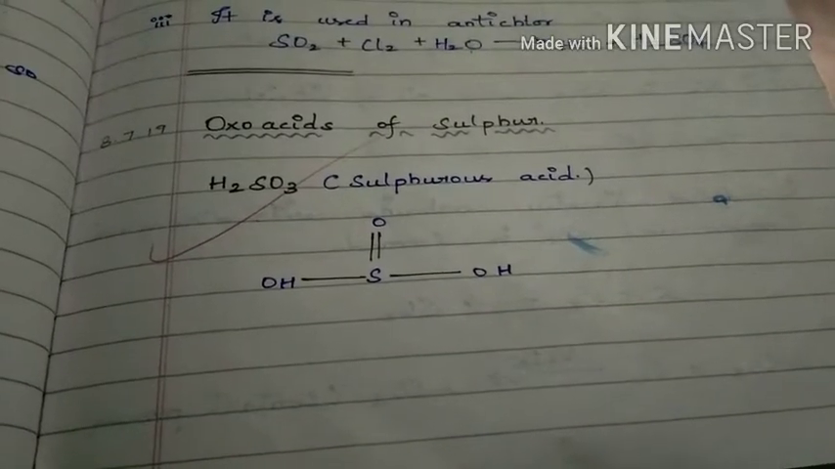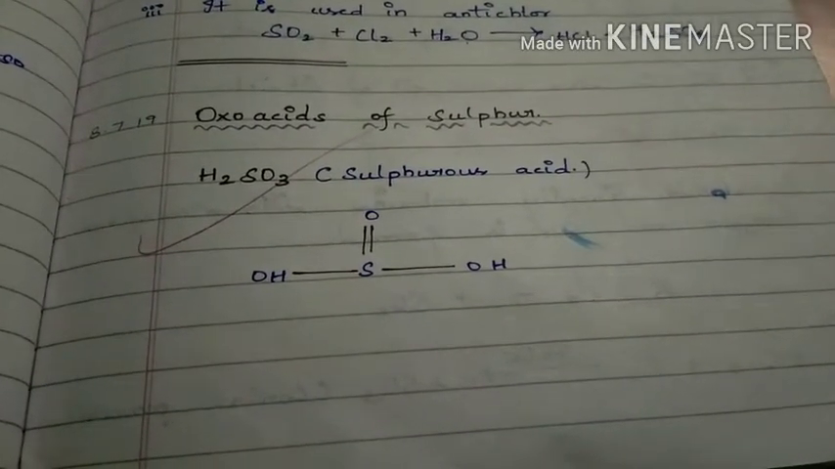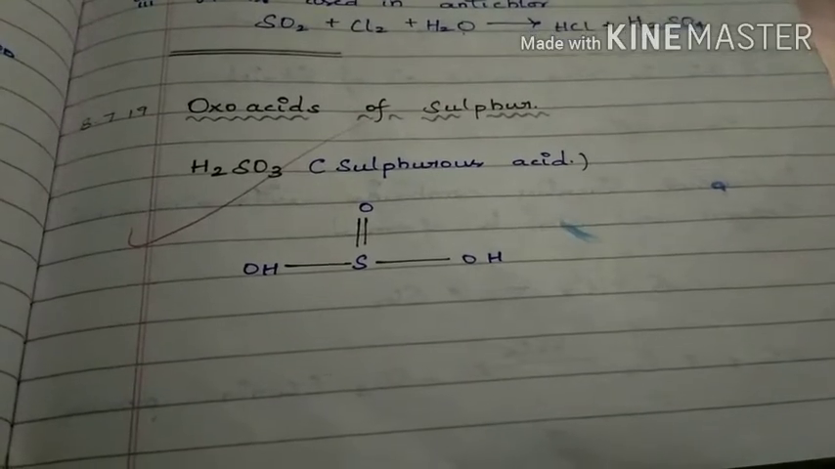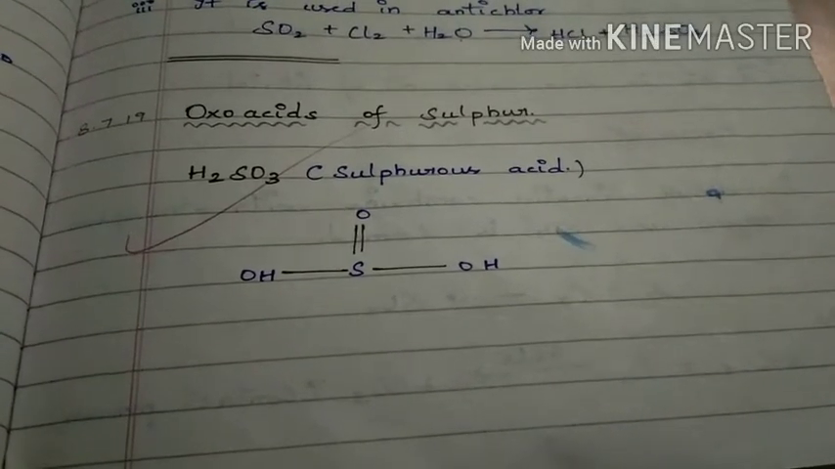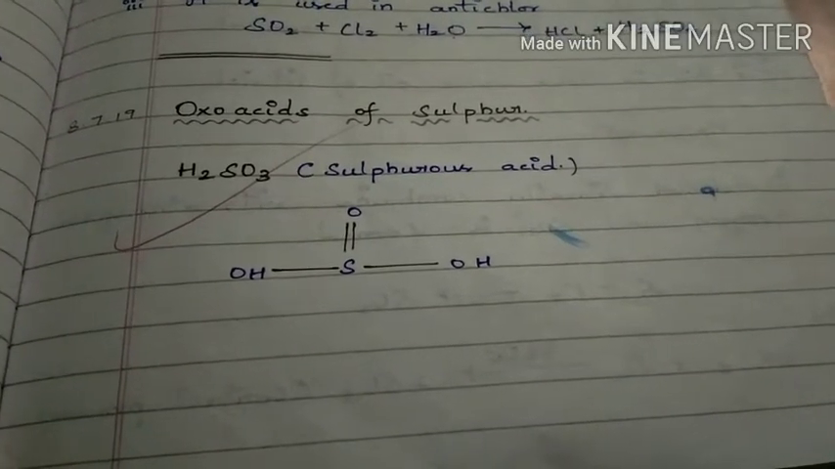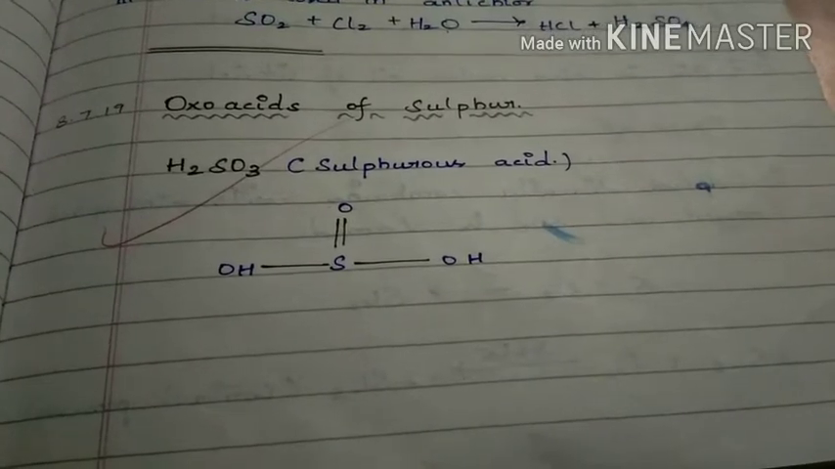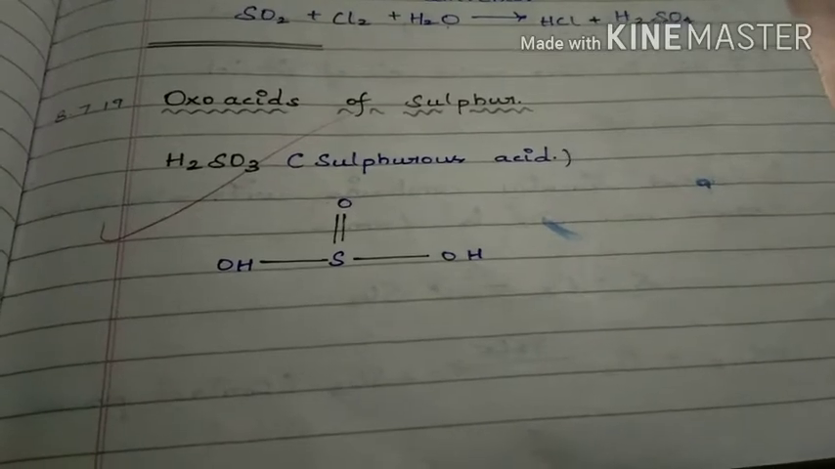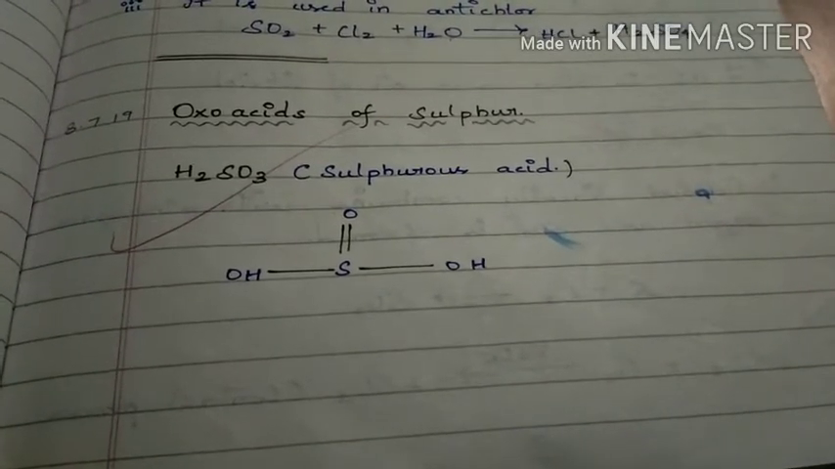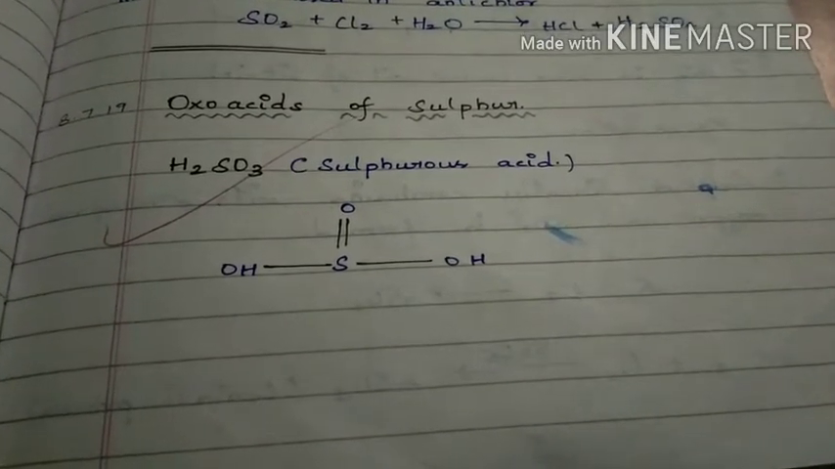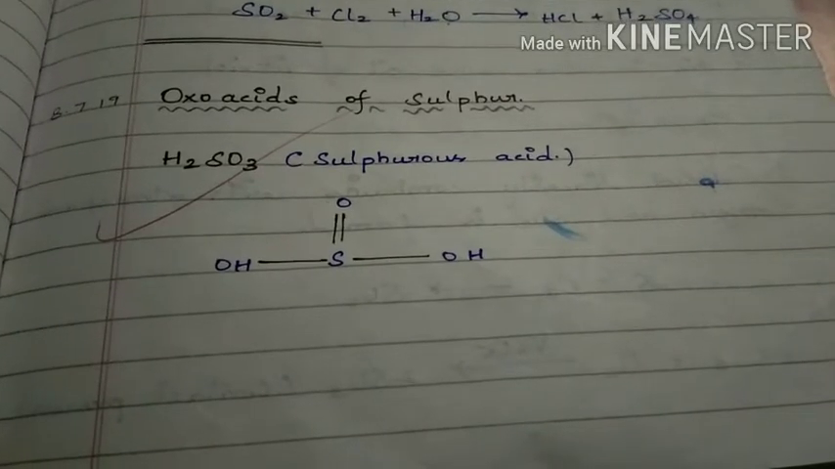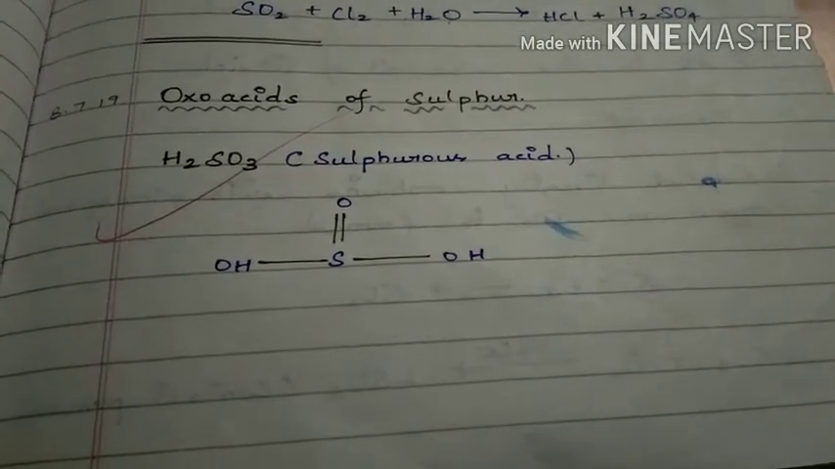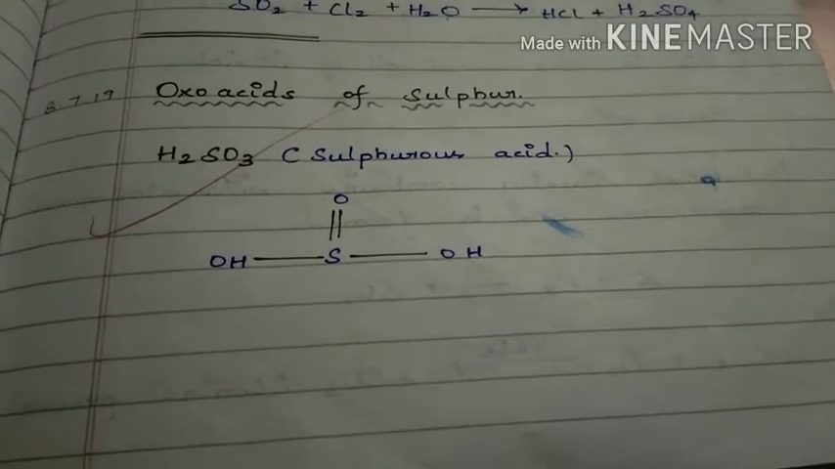Good morning, students. Now we are discussing 16th group elements. In the previous video we discussed sulfur dioxide properties and preparations, oxygen properties and preparation, and ozone preparation and properties. Now the next topic in this chapter is oxo acids of sulfur. That means sulfur oxy acids.